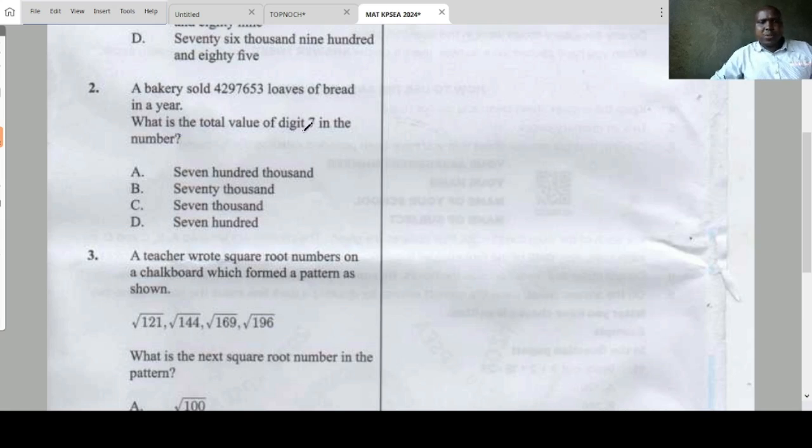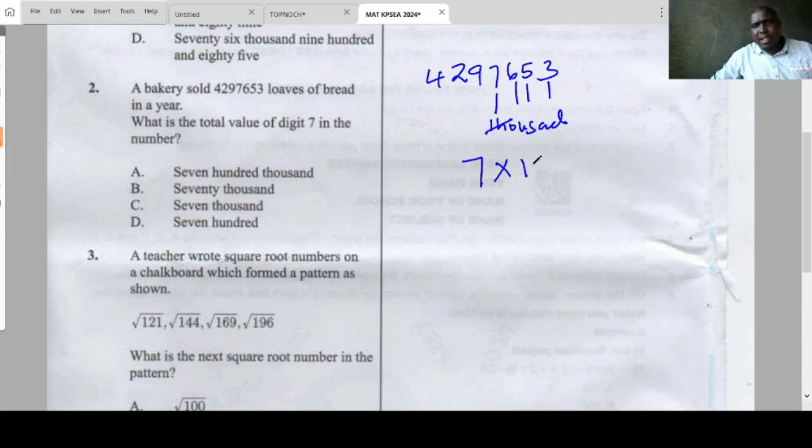What is the total value of digit 7 in the number? So the number is 42,965,3. So let's see, this is ones, tens, 100, 1,000. So the place value for 7 is 1,000. Therefore, it is 7 times 1,000. It is 7,000. So the total value for digit 7 is 7,000.